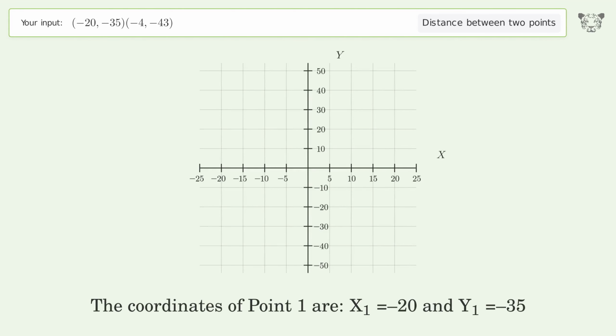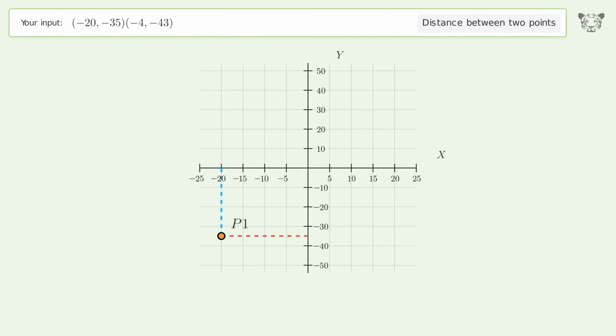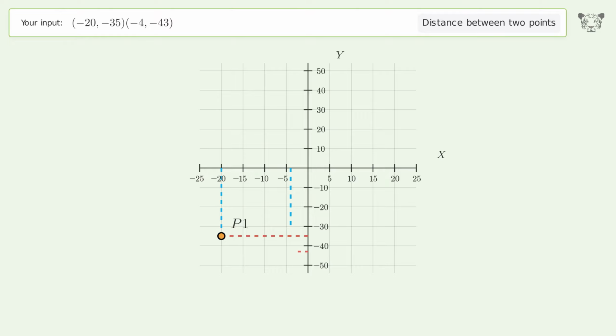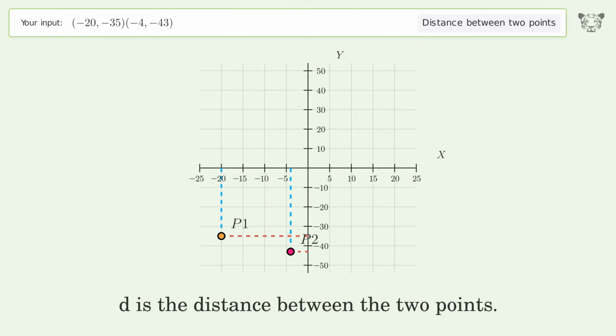The coordinates of point 1 are x1 equals -20 and y1 equals -35. The coordinates of point 2 are x2 equals -4 and y2 equals -43. D is the distance between the 2 points.